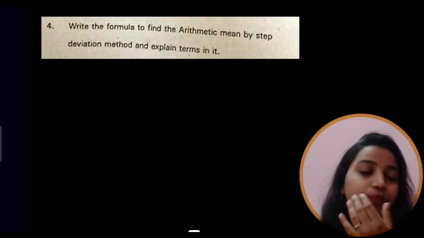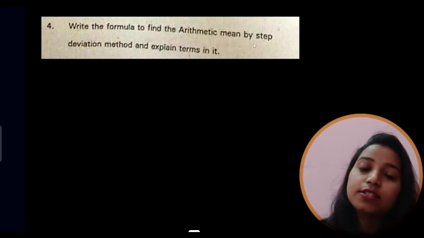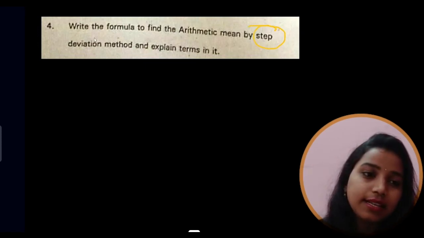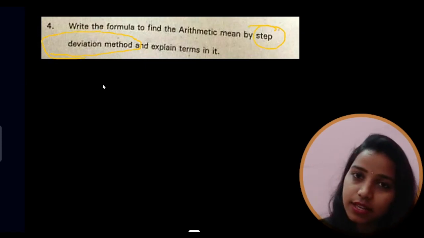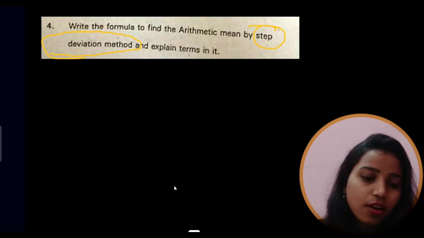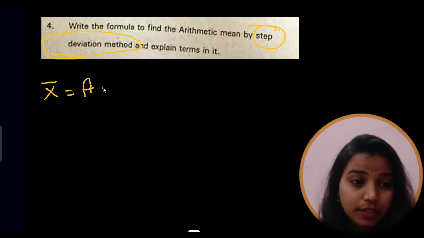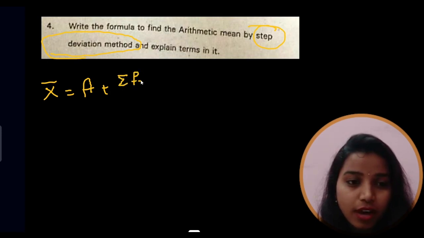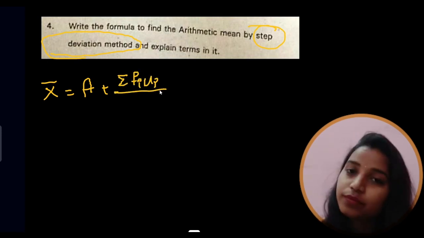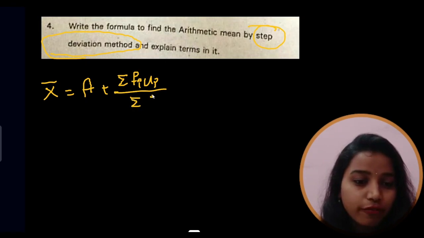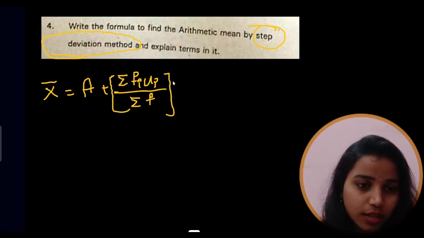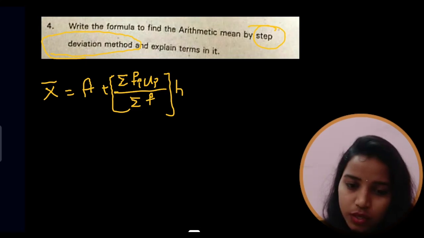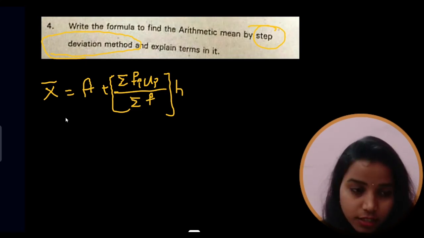Now let's see. Write the formula to find the arithmetic mean by the step deviation method. Guys, mark here, it is the step deviation method he is asking, right? And also explain the terms in it. First of all, what is the formula here? Step deviation mean is equal to A plus summation of f_i into u_i by summation of f into h, right? Now in this, what are the terms? We need to explain each and every term also.